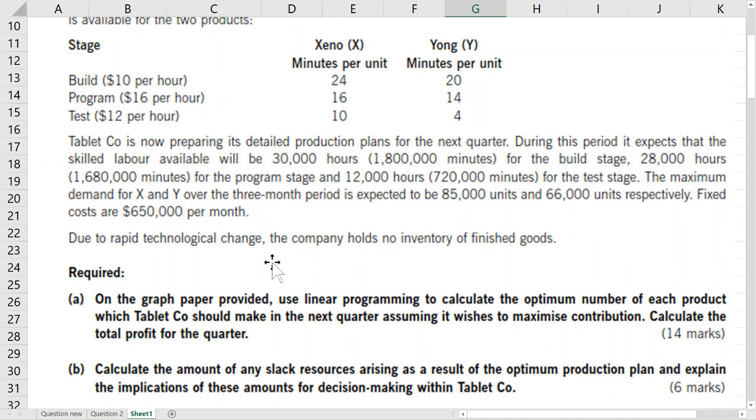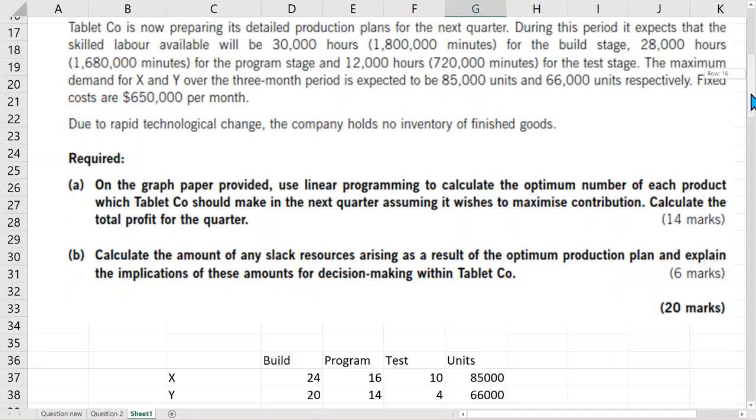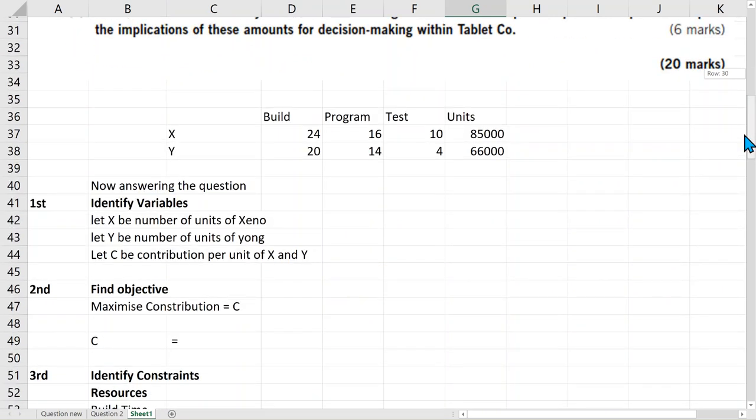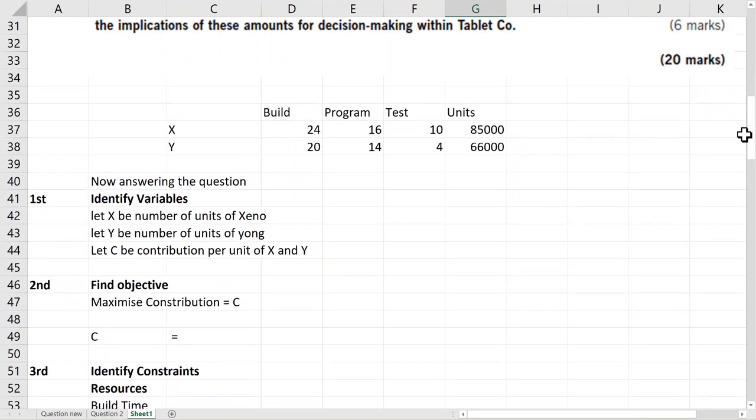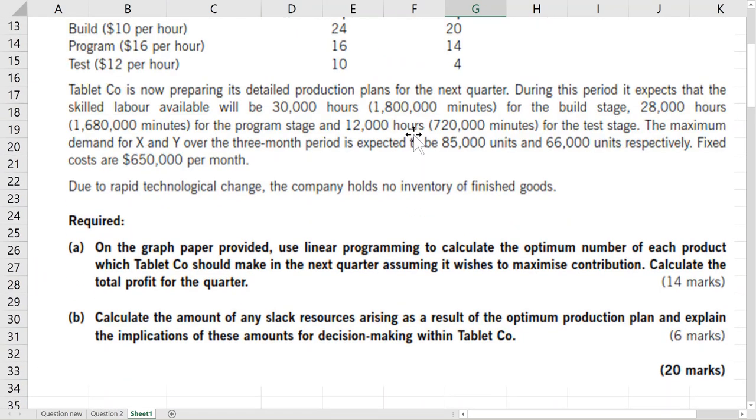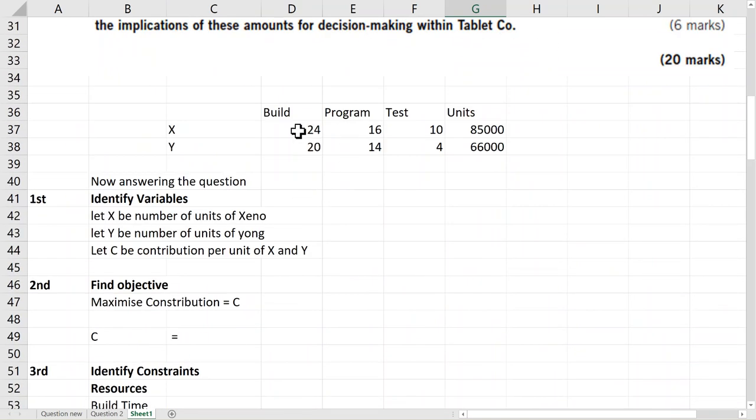Okay, let's directly jump to the solution. There are about 6 to 7 steps in exam, depending on the requirement of the question for linear programming and what you could be asked in exam to prepare those steps. I've already taken this data and I've written it here as well, just so that it is a little bit nearer.